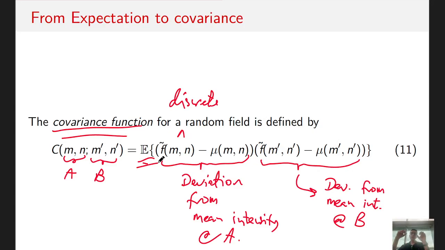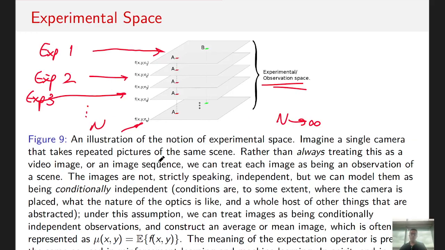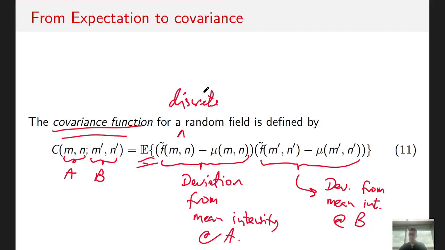If knowing the intensity in one particular experiment, again let's look at experiment 3, at A, gives us a strong ability to say what the intensity is at B relative to the mean that we've computed, then we would find that the magnitude of the covariance function for that pair of pixels would be large. That magnitude could be large and positive, or it could be large and negative. So when is it large and positive?